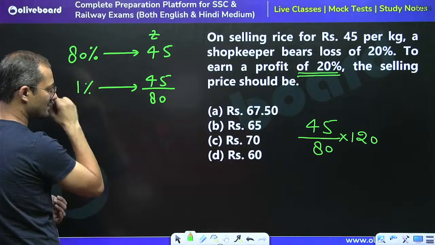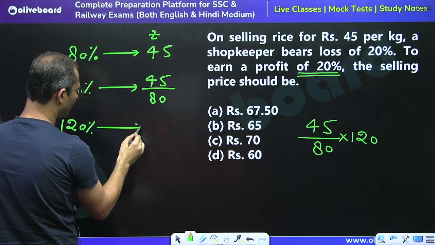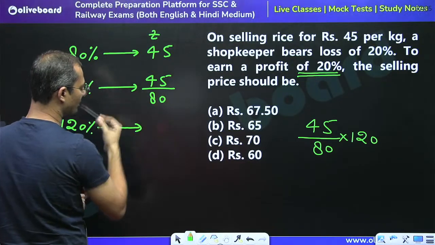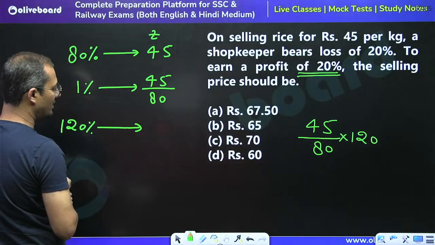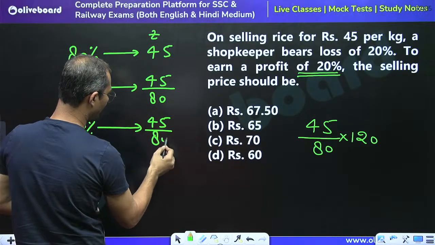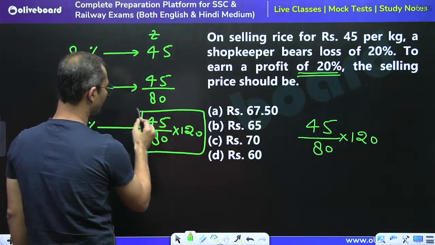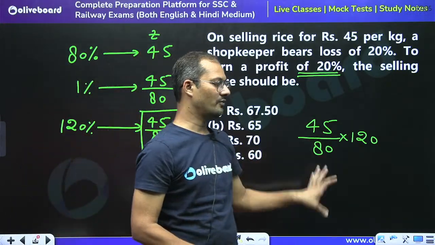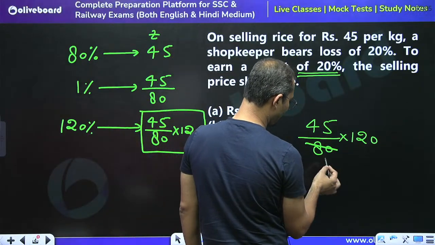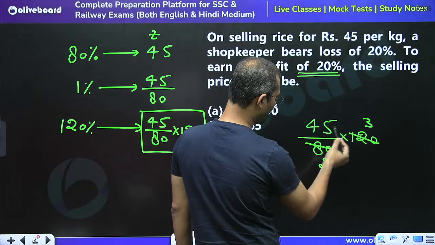Now we have to calculate the selling price at which he is getting 20% profit, which means we have to calculate the value for 120%. If the value for 1% is this, then what is the value of 120%? Simply using the unitary rule, 45 divided by 80 into 120. I think this is clear now. So in one line we can solve this. Dividing by 20, or we can say by 40, this is 2 times and this is 3 times. So this is equal to how much?